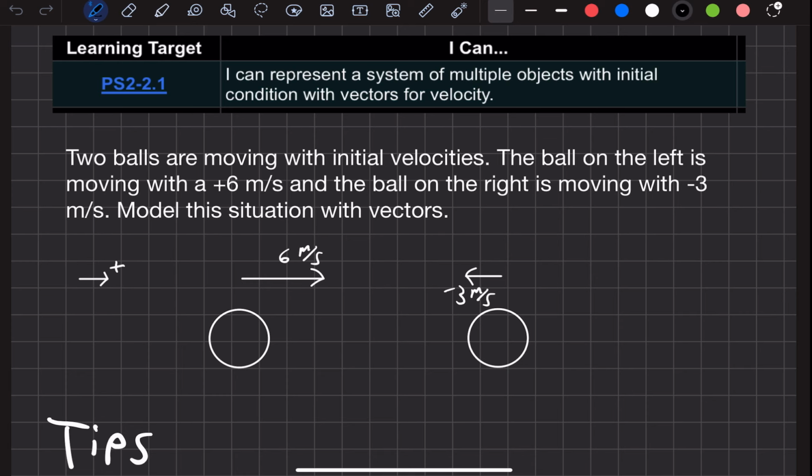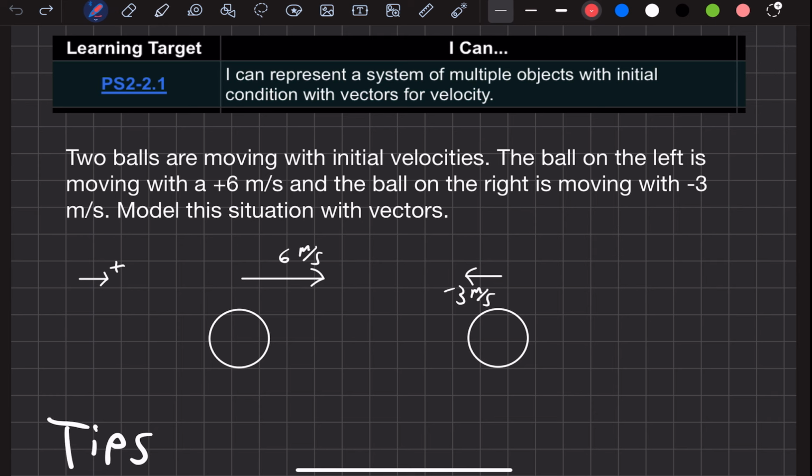The first learning objective in our standard, all about momentum, is I can represent a system of multiple objects with initial conditions with vectors for velocity. So this one should take us no time at all to go over. Really simple idea. What we're doing is representing, so that's going to be drawing, a system of multiple objects, so it's just that your system has more than one object, with initial conditions with vectors for velocity. So we're just drawing two or more objects and showing the velocity with a vector. That's the simple idea of it.